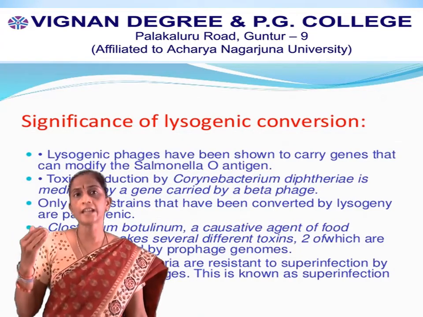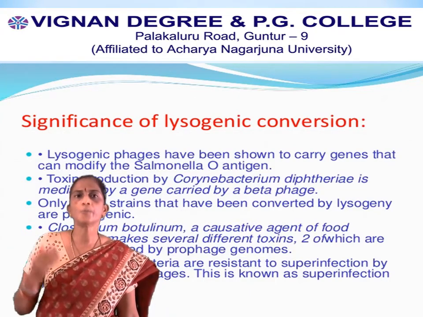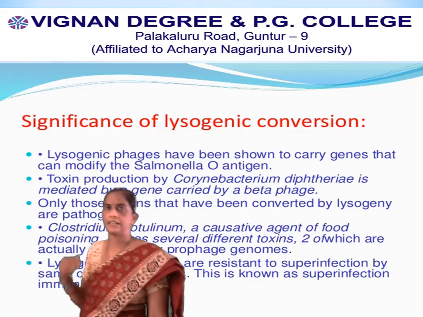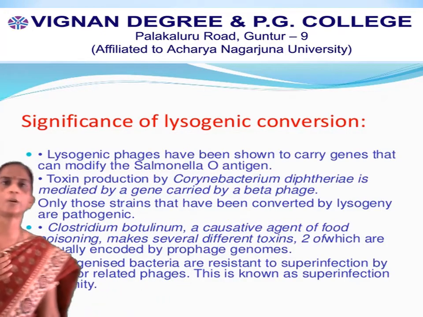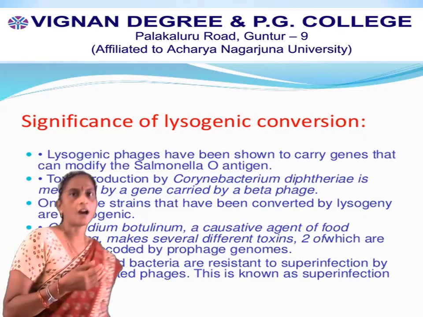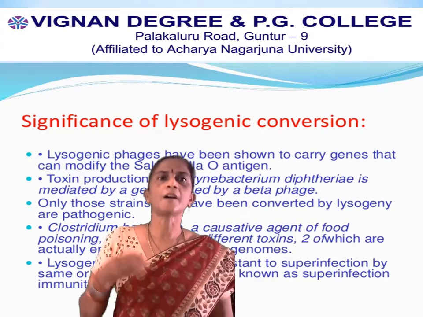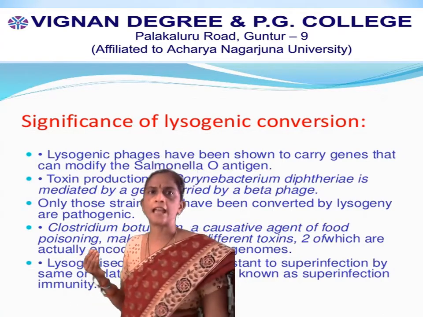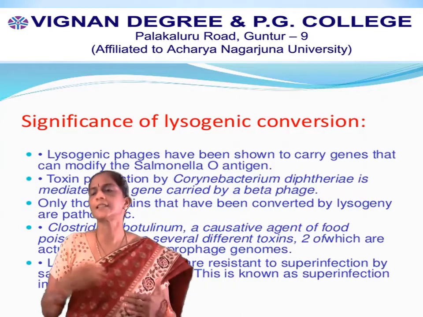Clostridium botulinum, an agent of food poisoning, makes several different toxins, some of which are encoded by the phage genome. Lysogenic bacteria are resistant to superinfection by the same or related phage. This is known as superinfection immunity. Okay, this is the significance.